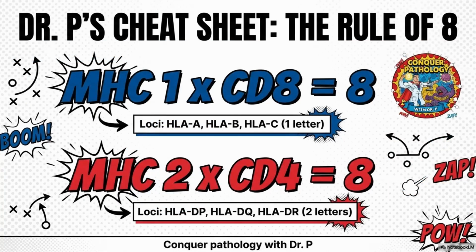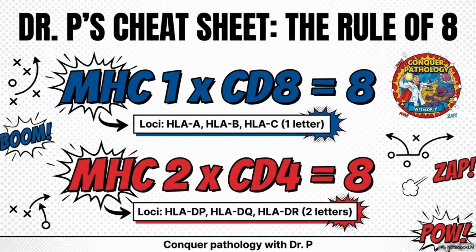This is how you memorize it instantly. Dr. P's cheat sheet, the rule of 8. Do the math with me. MHC1 multiplied by CD8 equals 8. Look at the loci. HLA-A, HLA-B, HLA-C all have one letter. So MHC1. MHC2 times CD4 equals 8. Look at the loci. HLA-DP, HLA-DQ, HLA-DR all have two letters.